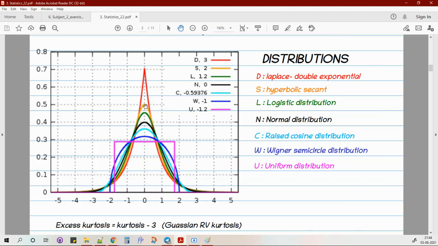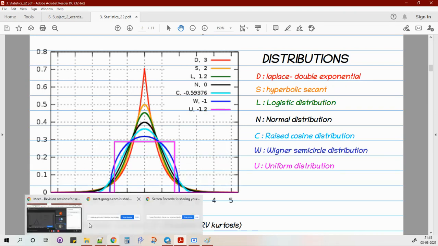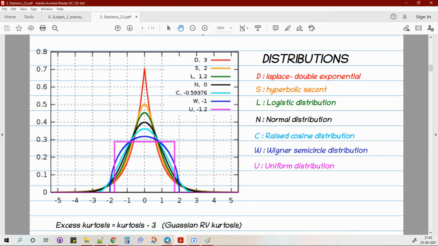And as you go, you get less and less tail. So at normal you get 0. Then this C is, I don't know, the raised cosine distribution. This example is taken from Wikipedia. And if you take the uniform distribution, do we have any kind of a tail? No, right? Then the excess kurtosis is minus 1.2. So less and less tail you get, less and less kurtosis you get. And this is majorly useful to find outliers. One example is also given on Wikipedia if you are interested.